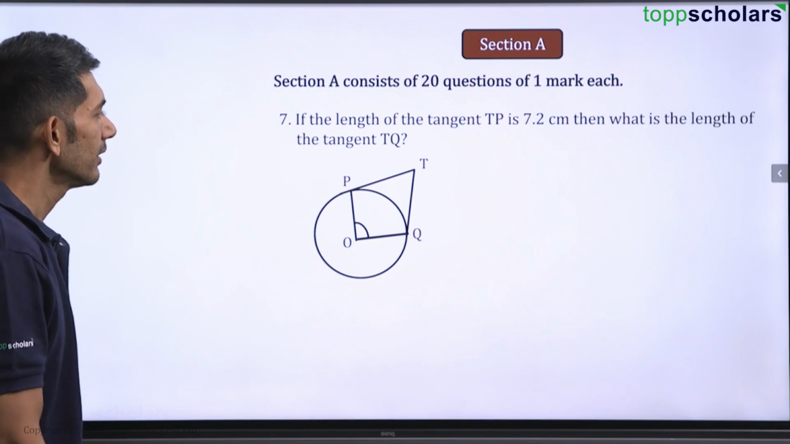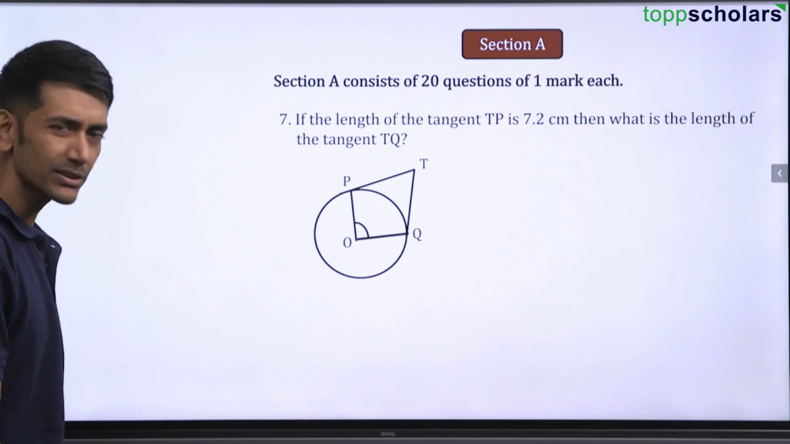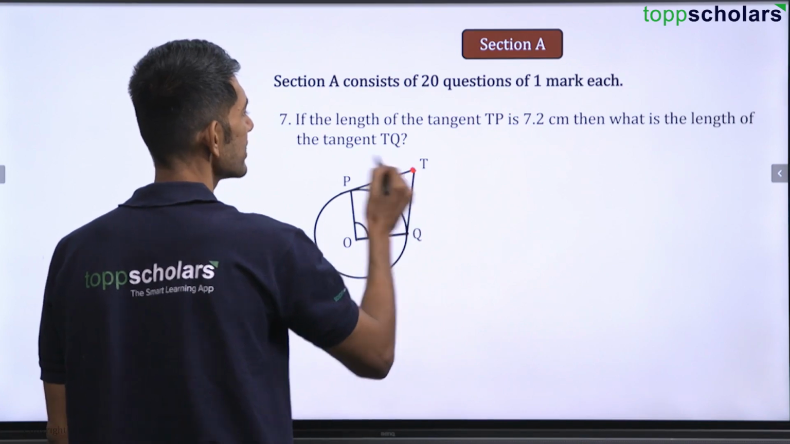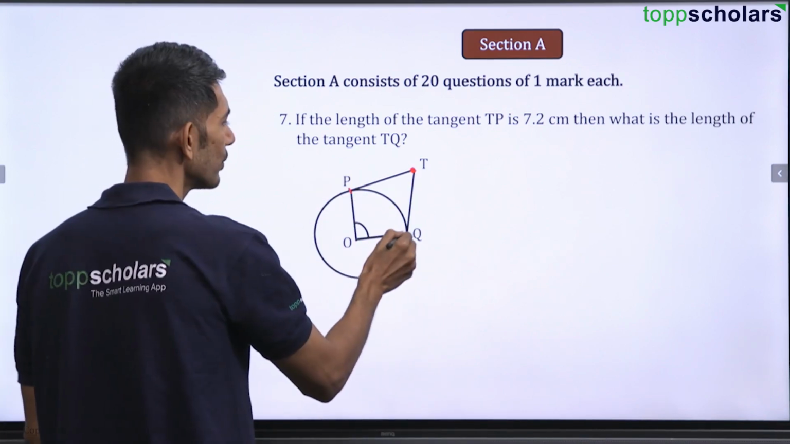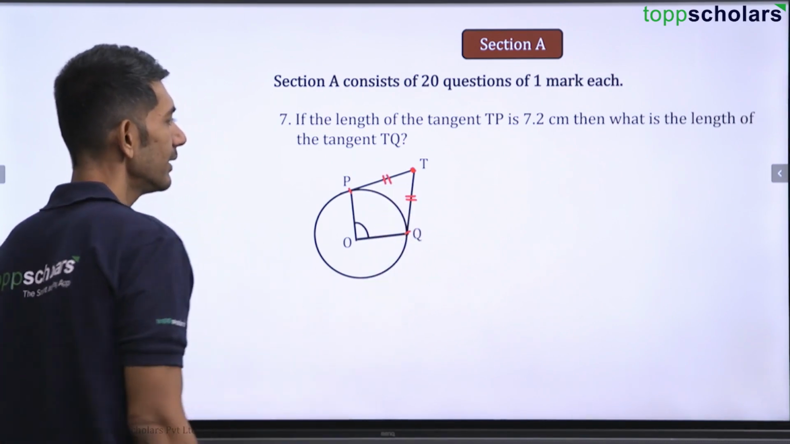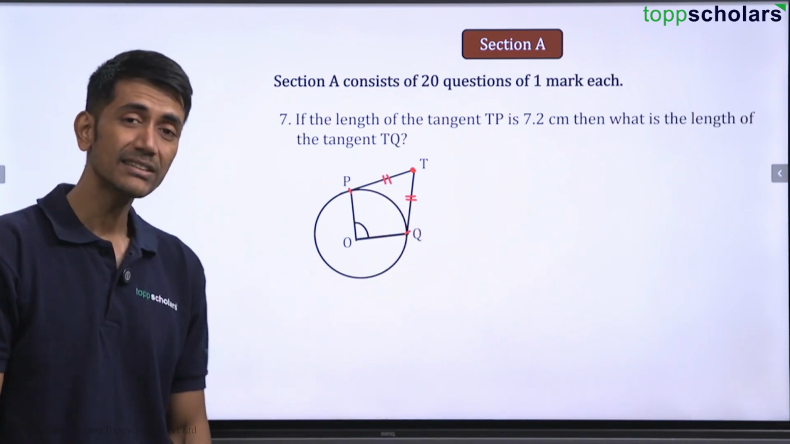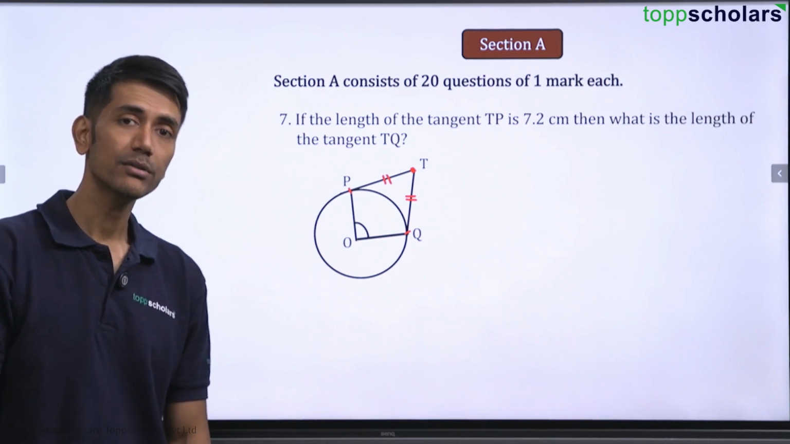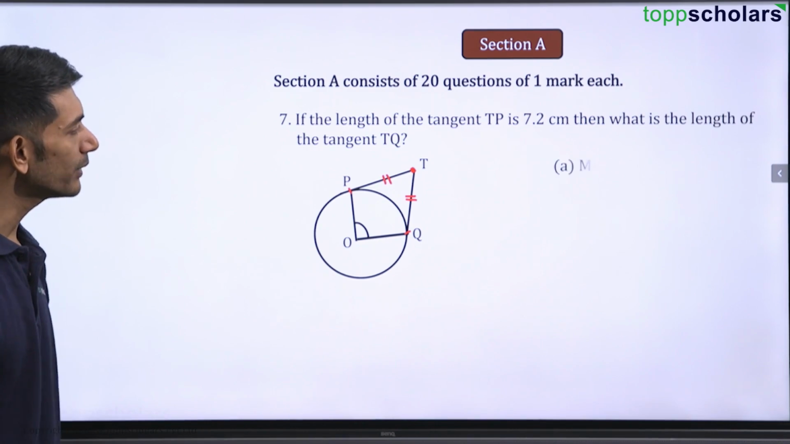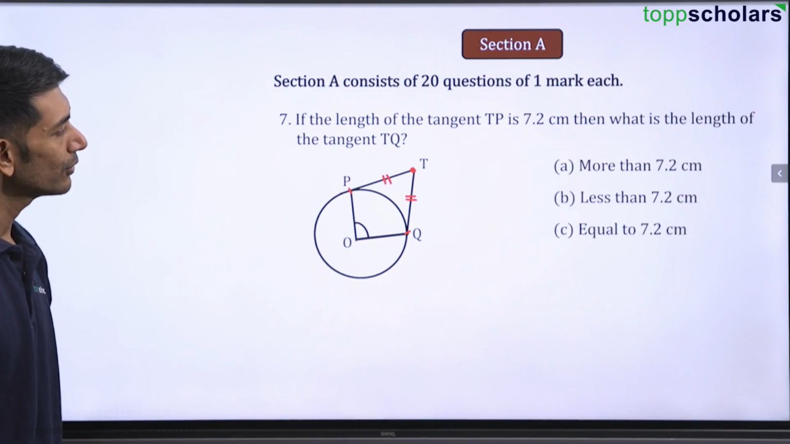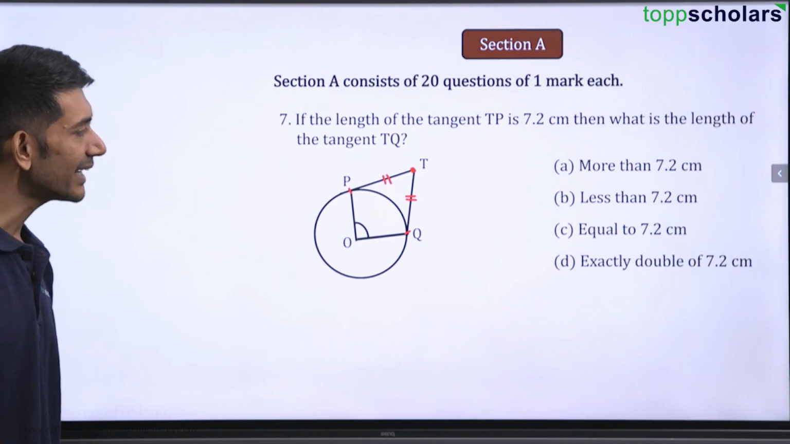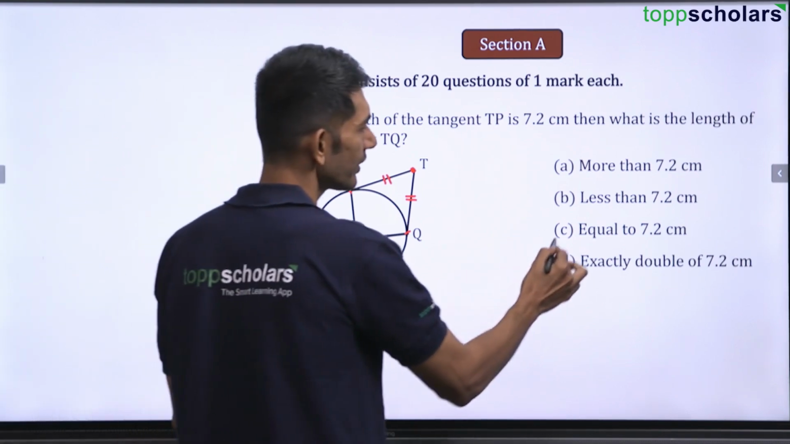Okay. Now isn't this a very simple question? Because we know one property, point T lies in the exterior of the circle, P and Q lie on the circle. So can I say TP and TQ are equal? Yes, because the length of the tangent segments drawn from an external point to the circle are equal. So definitely the length of TP and TQ is going to be equal. So yeah, this is very simple. You don't have to do anything in this. The direct answer to this would be equal to 7.2.